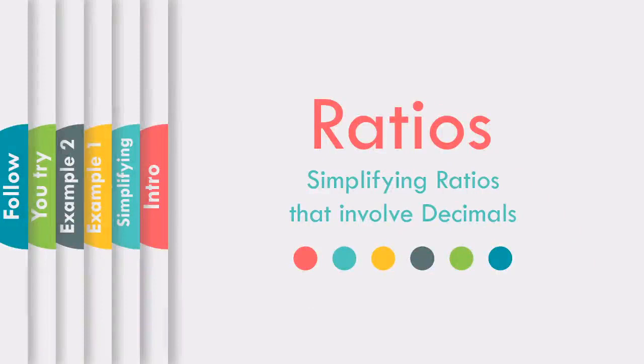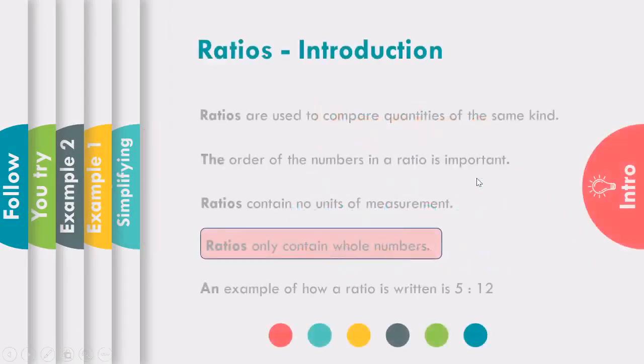We're looking at ratios today and we're going to look at how we simplify ratios that involve decimals. Guys, we've had a couple of videos already that have talked about ratios, okay? And there's a few key points around ratios. We use ratios to compare quantities of the same kind. Order in ratios is super important. The ratios don't contain any units. But I guess the main focus of today is that ratios only contain whole numbers. Okay, we've got an example of how we might write a ratio down here.